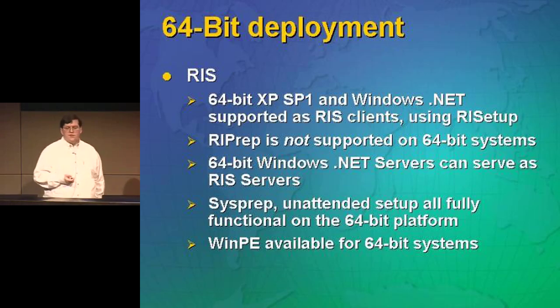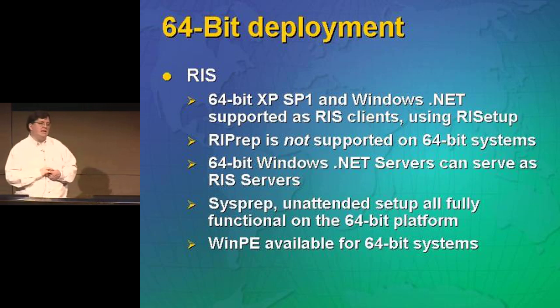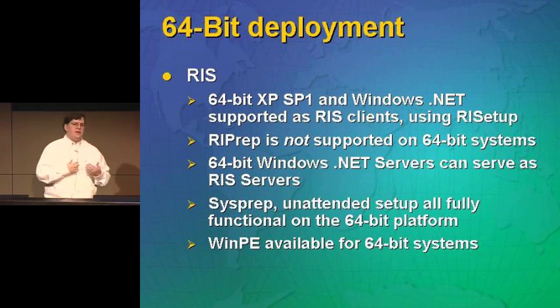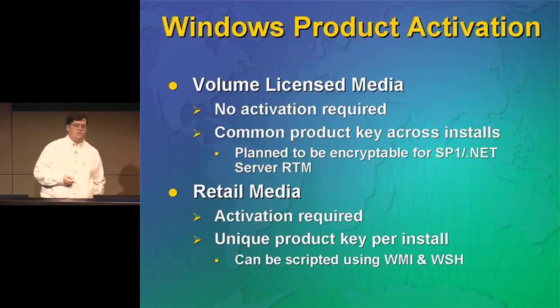64-bit Windows .NET servers can serve as RIS servers. Probably a pretty uncommon scenario, but you can do it if you want to. Sysprep, unattended setup, again, all fully functional on the 64-bit platform. Obviously, you want to make sure that an optional component, when you go from here to here, understand that it may or may not be there. So if your unattend doesn't work, it may actually be because the component isn't on the 64-bit version. WinPE, again, one of the key points is that we've enabled that for the 64-bit platforms as well.